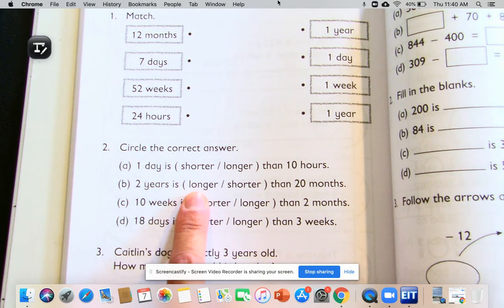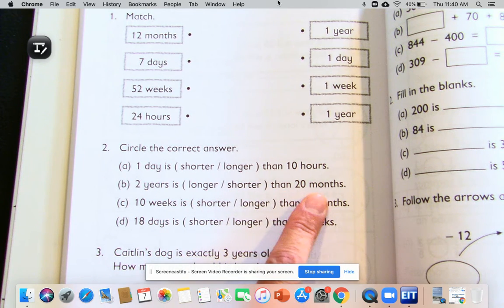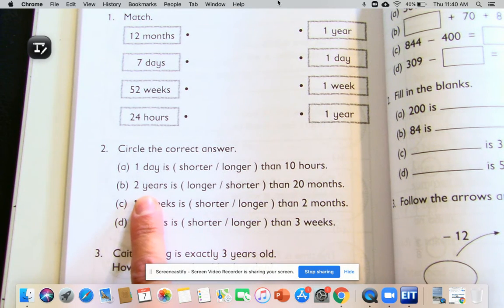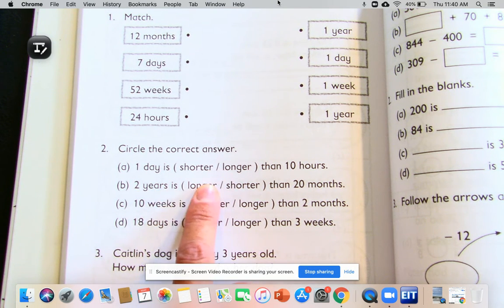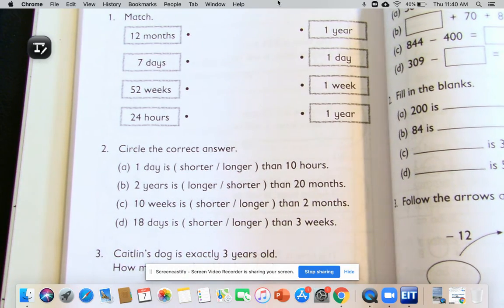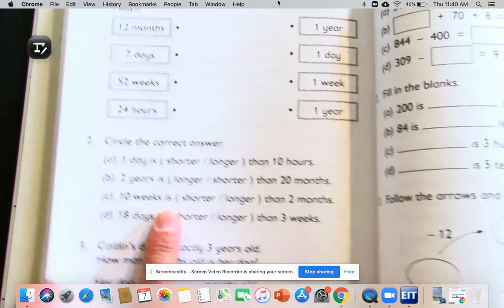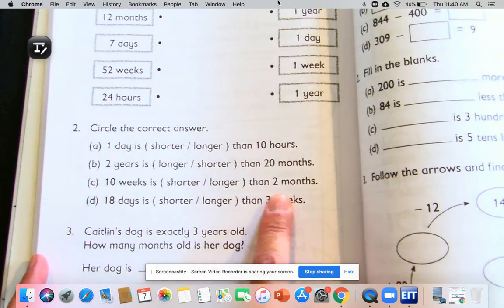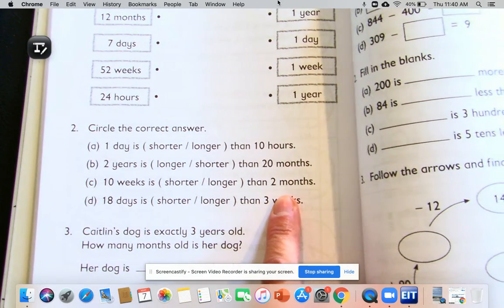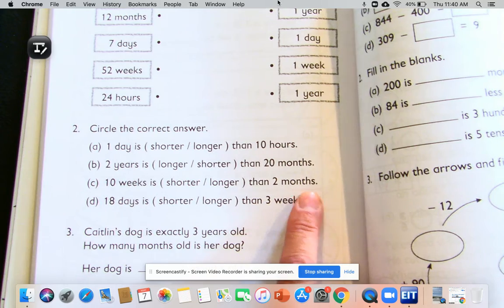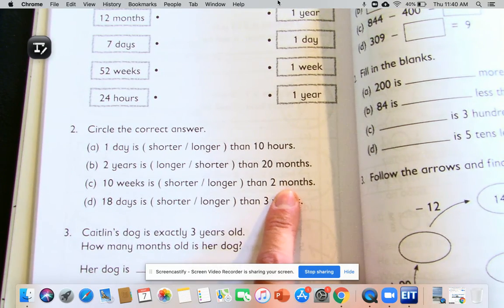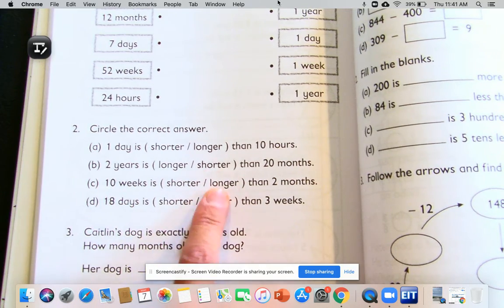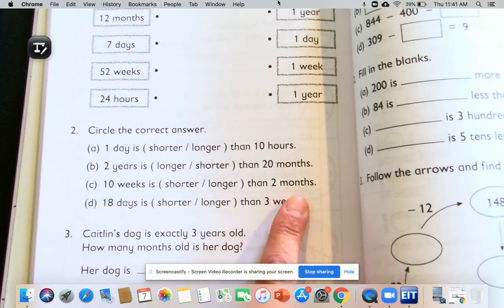2 years is longer or shorter than 20 months. Well, we know that 1 year is 12 months. 2 years is 24 months. So 24 months is longer than 20 months. 10 weeks is shorter or longer than 2 months. So in a month, it's about 4 weeks. Sometimes there are 5. But if we think about it as 4 weeks, then 2 months is 8 weeks. So 10 weeks would be longer than 2 months, which is 8 weeks.